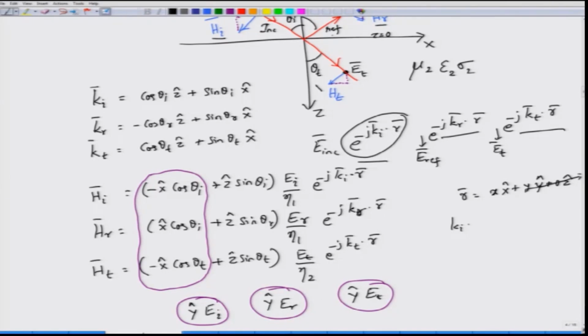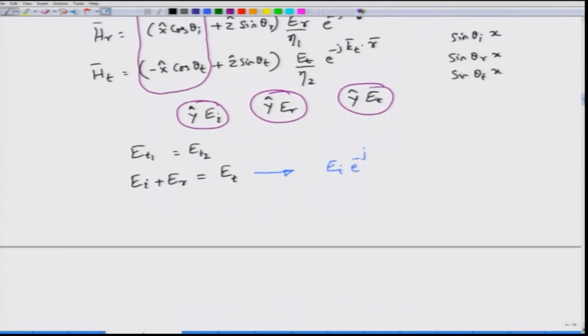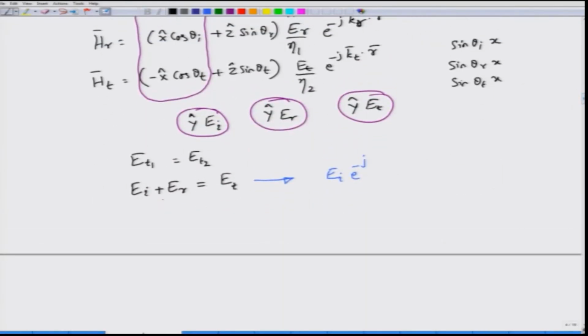The only tangential component or the phase component that you are going to get will be along the x direction, and this phase that you get, for the incident wave, is given by sin theta i into x. For the reflected field, you will get sin theta r into x, for the transmitted you will get sin theta t into x. Okay. So, let us carry these phase factors along with Ei, Er and Et.